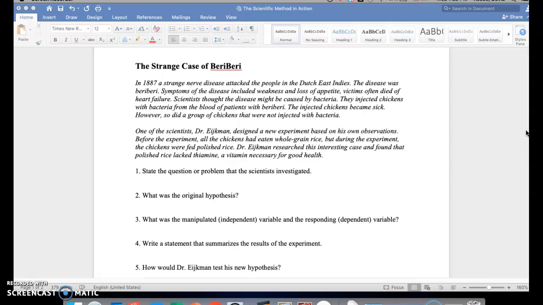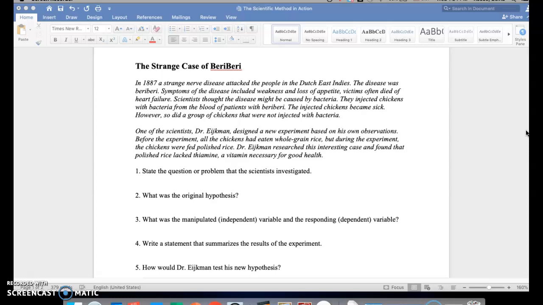The first of our cases here is what's called the strange case of the beriberi. If you want to read along while I read out loud, and then we will take some time and do some questions. Again, I'd like you to have out some paper so that you can try to write down some answers in between. In 1887, a strange nerve disease attacked the people in the Dutch East Indies.